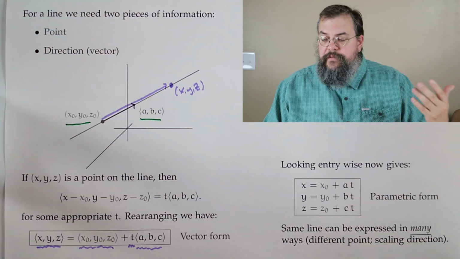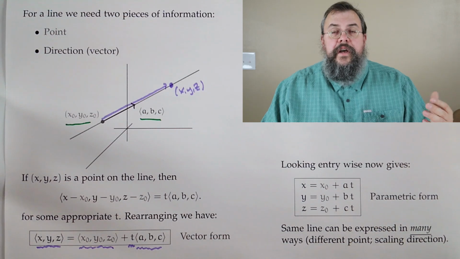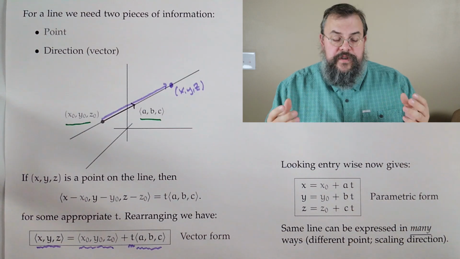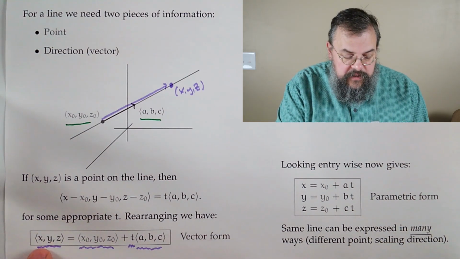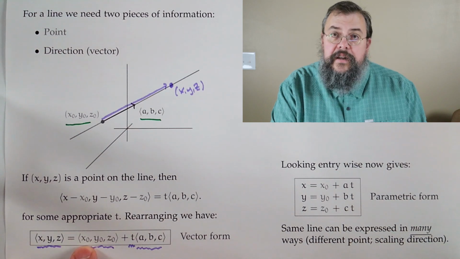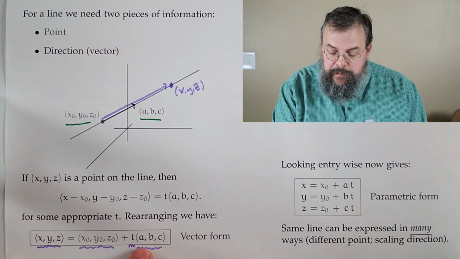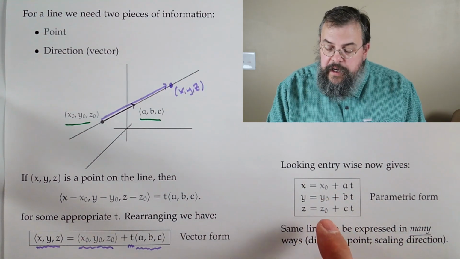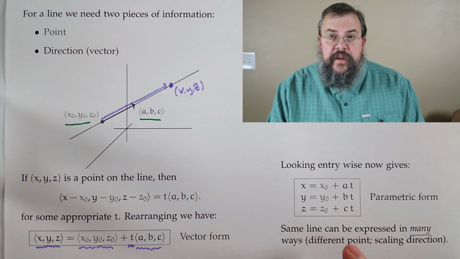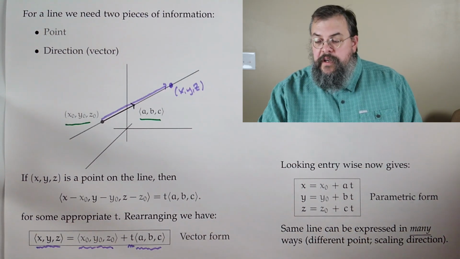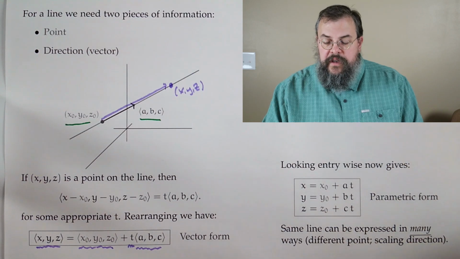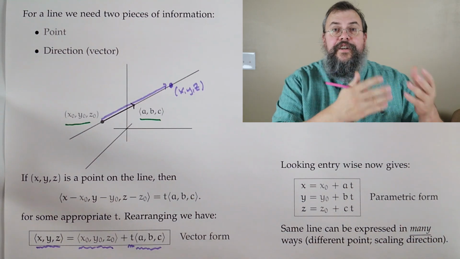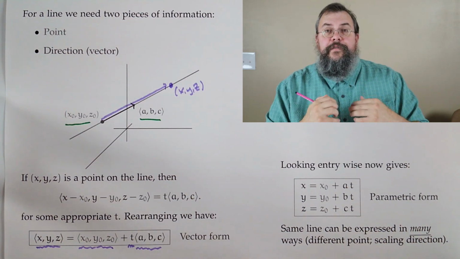Well, what we can do is we can say, look, vectors have components, and let's break it down. So how do we break it down? Well, we say, okay, let's look at the first entry. You have x is x naught plus t times a. So x is x naught plus at. Similar, y is y naught plus bt. Z is z naught plus ct. And that's parametric form. Now, the nice thing about parametric form is it's really easy to put a line into parametric form and also to read information out.